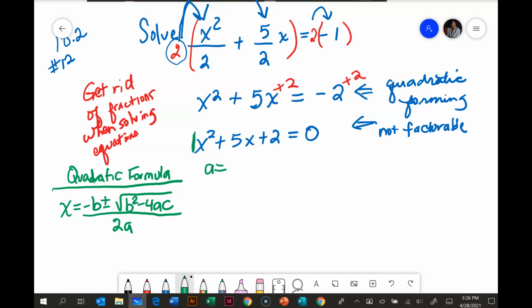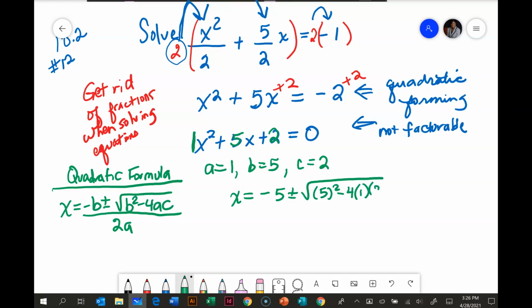A is 1 because 1 is understood to be in front of the x squared. B is 5 since it is the coefficient of x. And C represents our constant. Since it's positive 2, C is positive 2. Now we're going to substitute those values into our quadratic formula. So we have -5 plus or minus the square root. B squared would be 5 squared minus 4 times A, which is 1, times C, which is 2, all divided by 2 times 1.